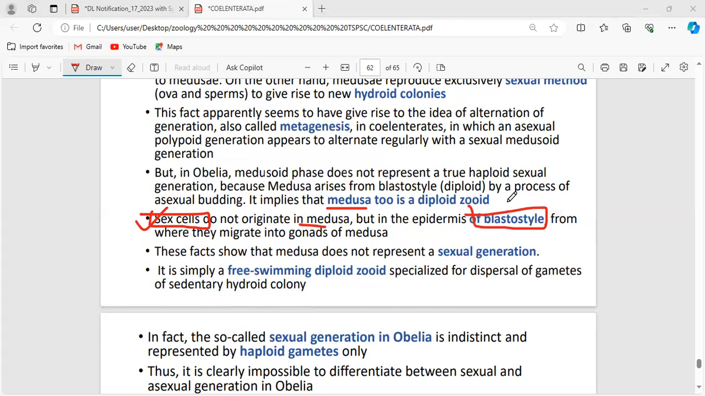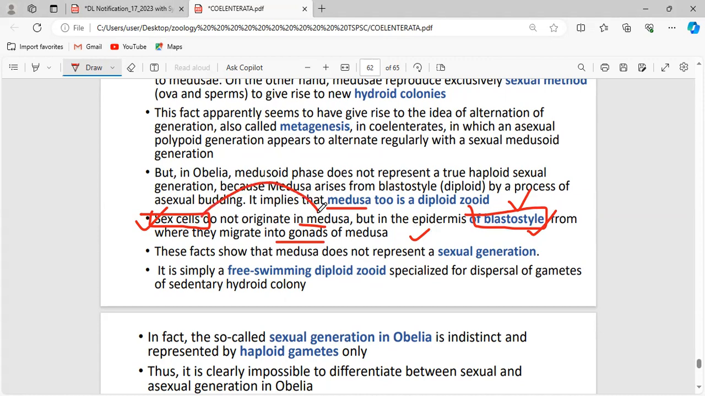But why? Because this blastostyle is the one that gives rise to the gonads. It is involved in both polyp and medusa, in both asexual and sexual reproduction. So it is not a complete or true alternation of generation. We can call this a pseudo alternation of generation.